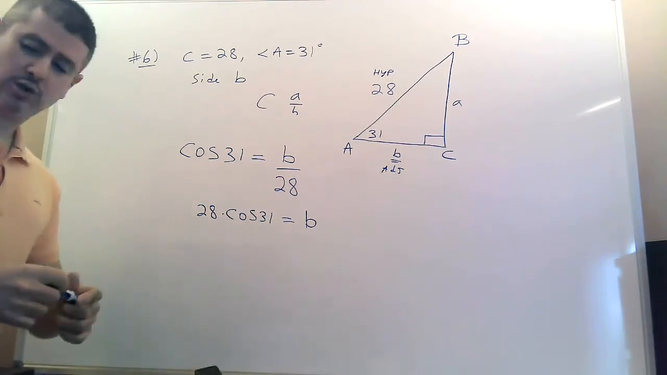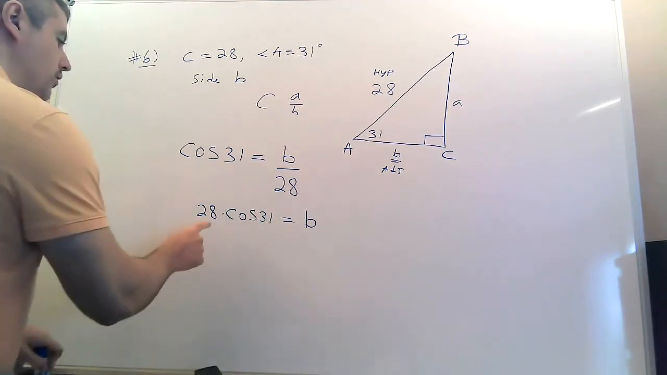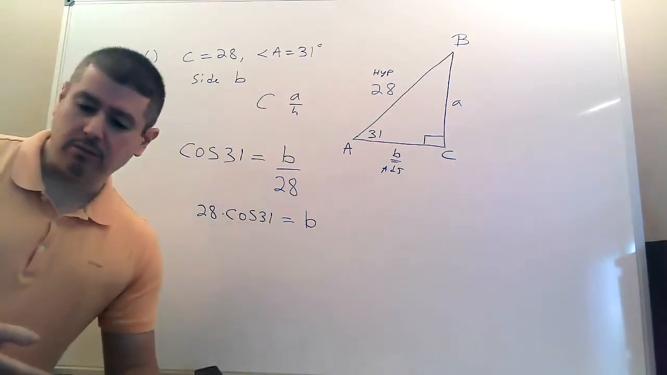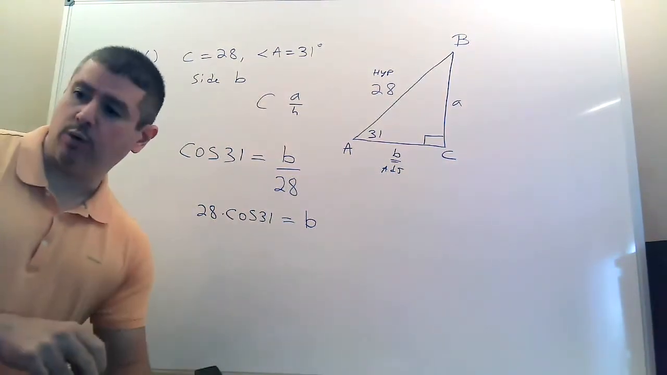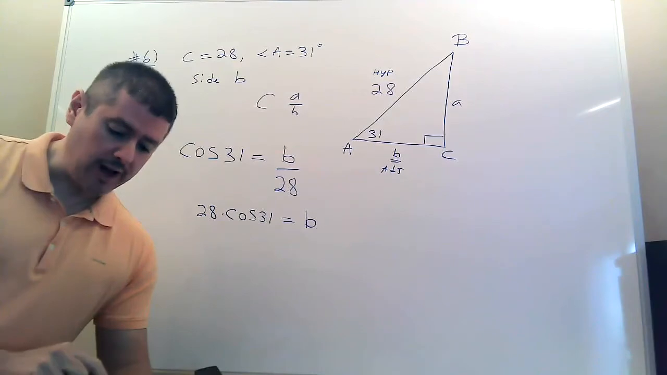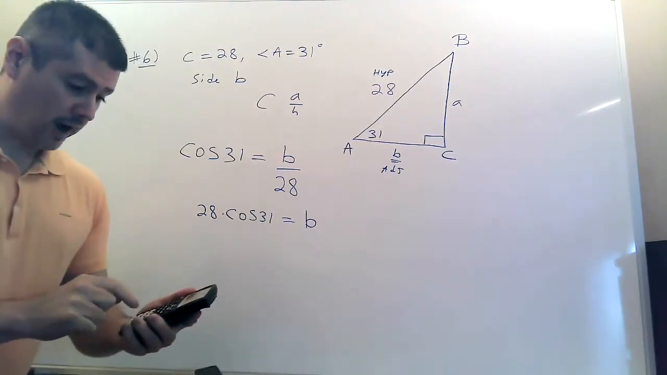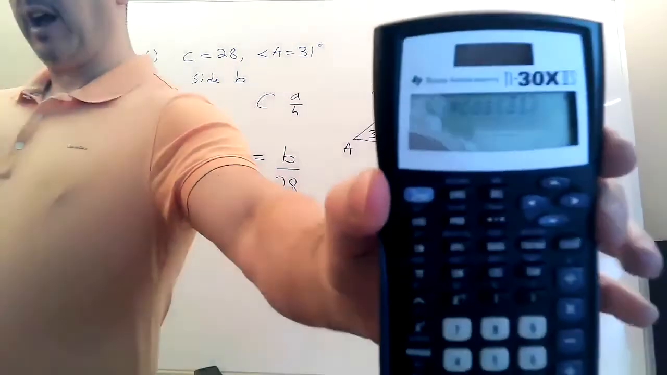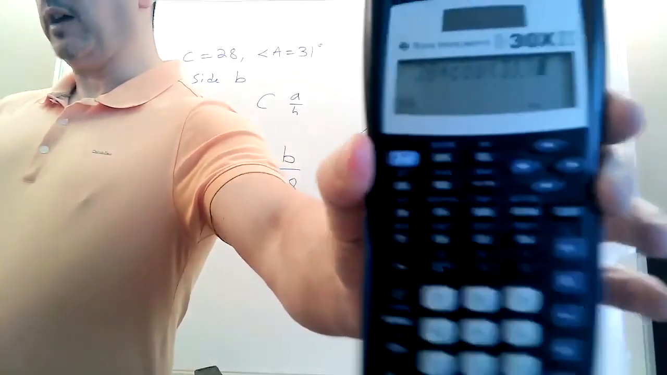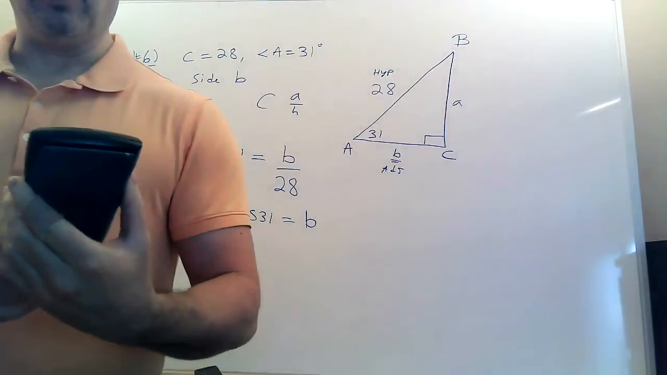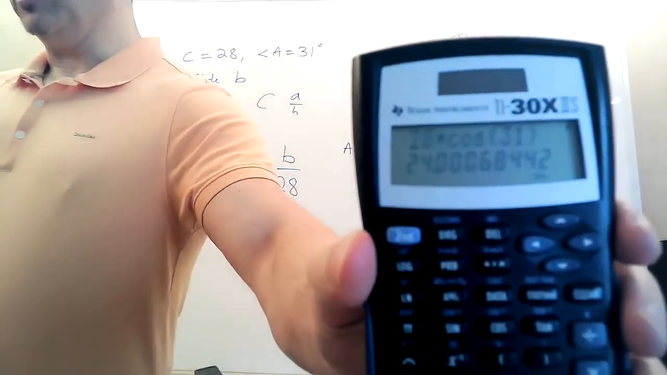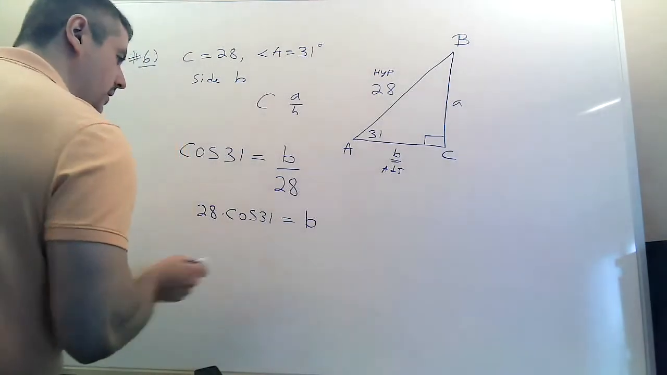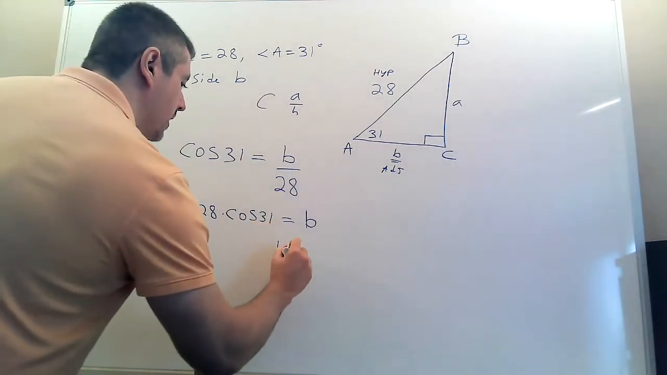I'm trying to really make sure my B doesn't look like a 6. So now I'm just going to do 28 times cos 31. Some people will put cos 31, then hit equal, and then hit times 28. You don't need to do all that. You can do 28 times cosine 31. It comes out quite nice in the calculator. That's why I use this particular calculator, because it'll do it all in one shot. Wow, that's awesome. Look at how many zeros are there. 24.0000. That's 24.